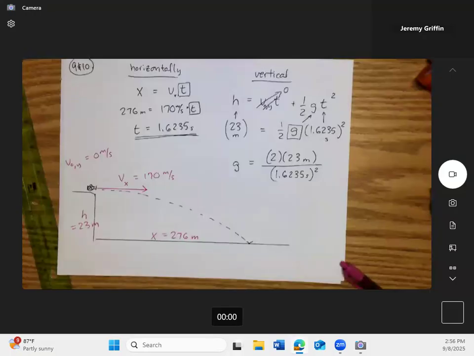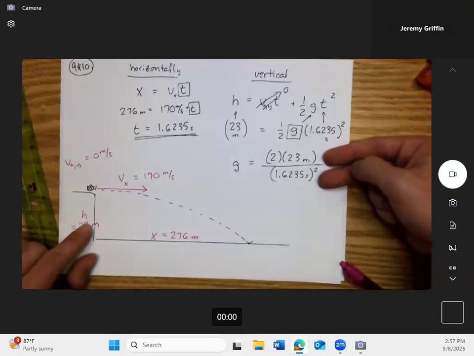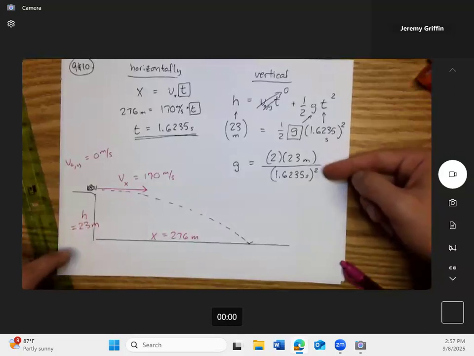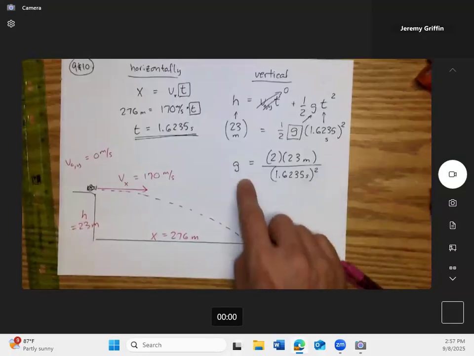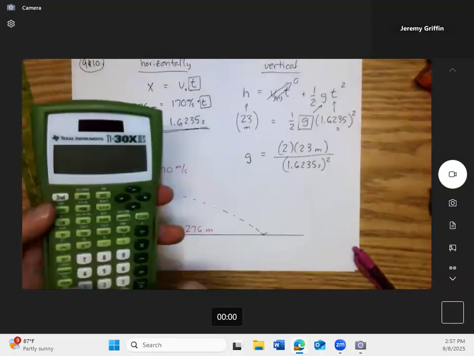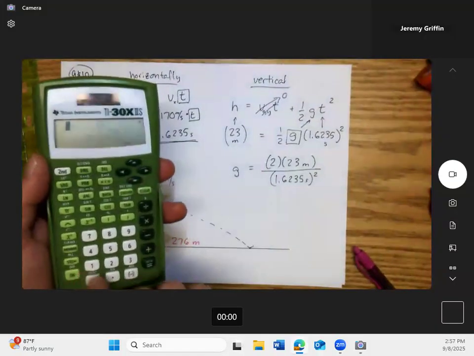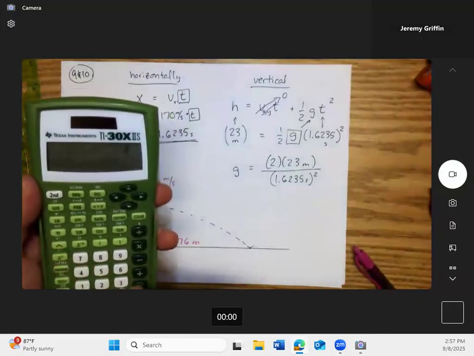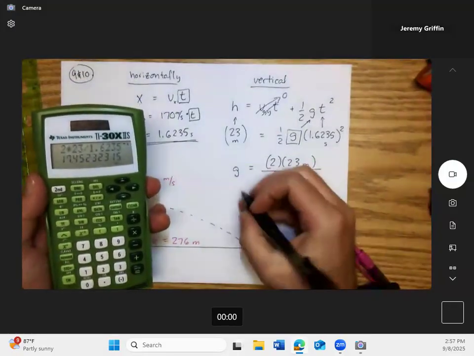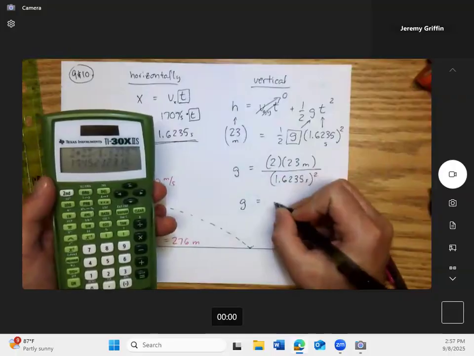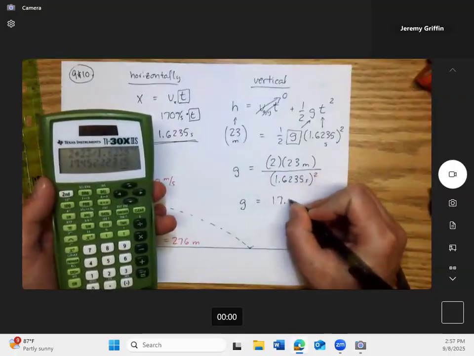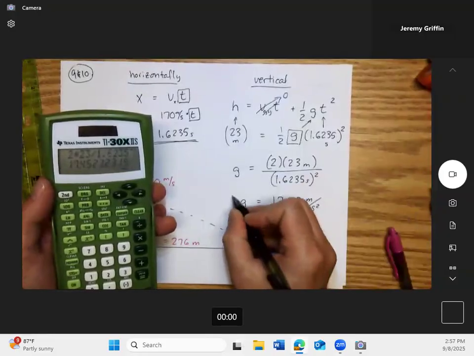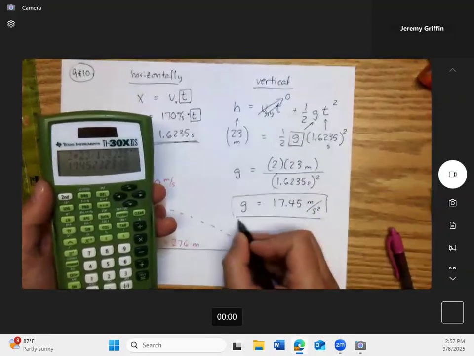All right. Hey guys, look at the units here. What is meters divided by seconds squared? Oh, that's meters per second squared, which could be a gravity field. Whoa! It's all coming together. 2 times 23 over 1.62 squared. So I'm getting a gravity field of this many meters per second squared. That probably shows up as 17.5 on my paper.